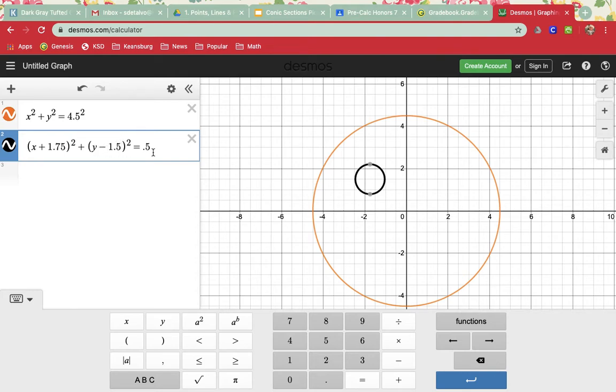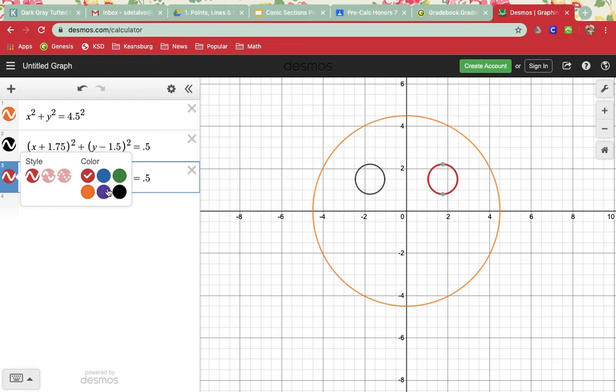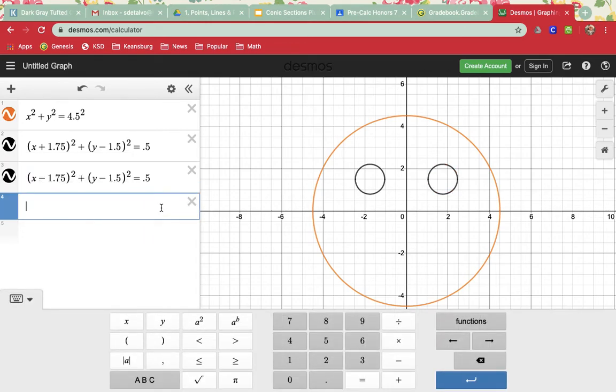Now I want to do basically the exact same thing for the other eye. So I'm going to copy this and I'm going to paste it into the next equation. But I know I want it to be on the other side, so I'm going to make it a minus there, which moves it right over. I also don't want him to have red eyes, so I'm going to change that to black. And now the last thing I have left is to do a smile for his face, which I'm going to use a parabola to do.